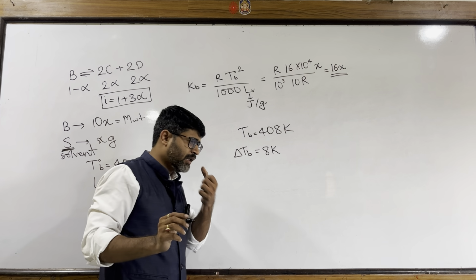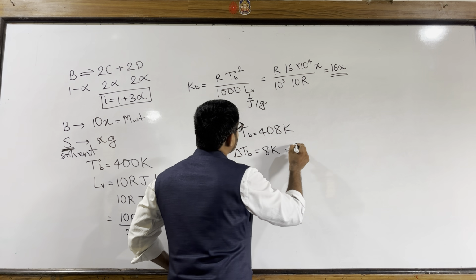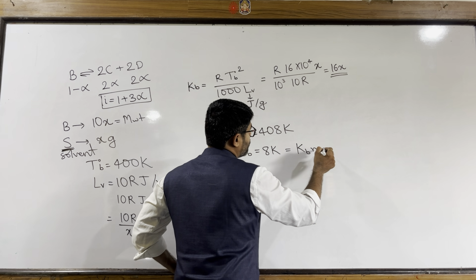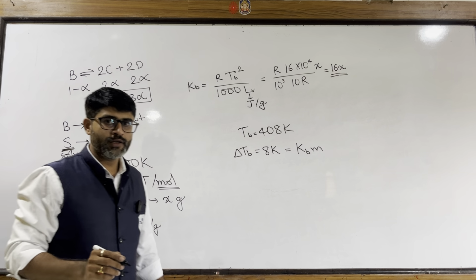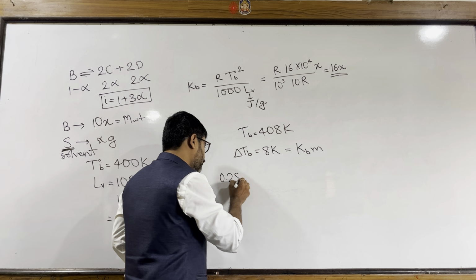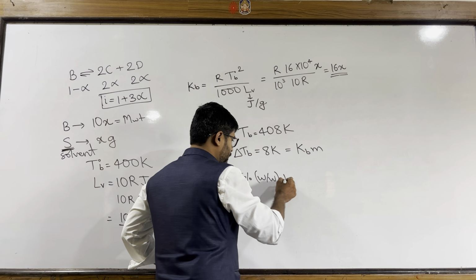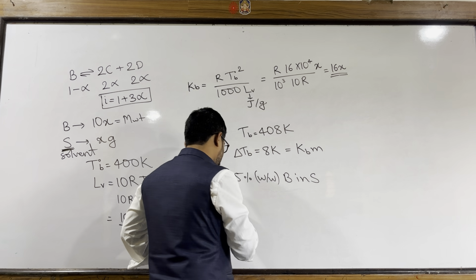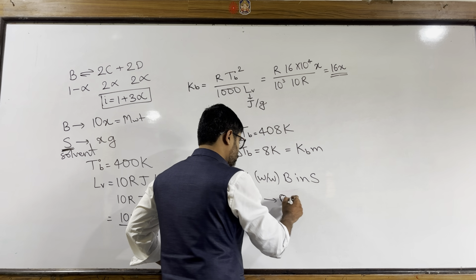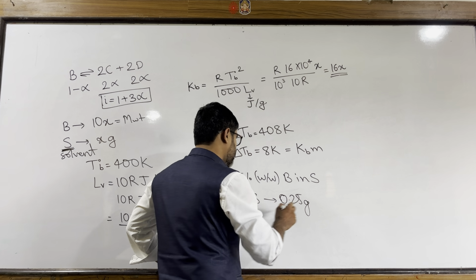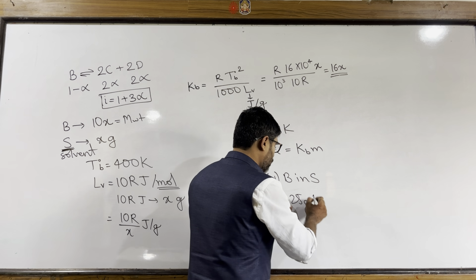And next we have to find the molality. So we have delta TB is equal to Kb into molality. The value of Kb is known. So for finding molality, we have 0.25% mass by mass, or weight by weight, of B in S. If I take 100 gram of S, then we will have 0.25 gram. If we take 100 gram of solution, then it will have 0.25 gram of B.